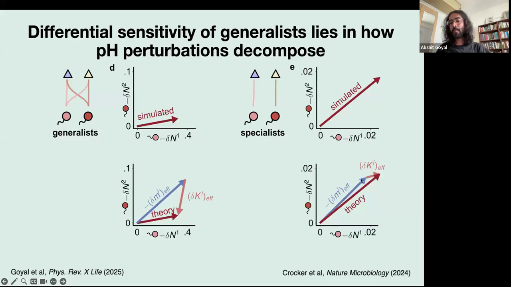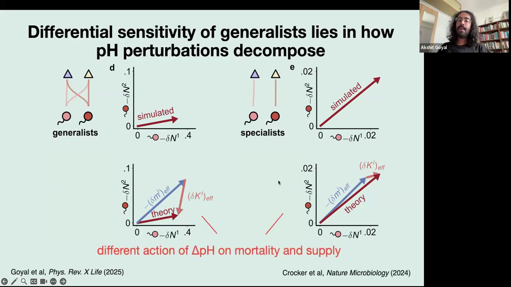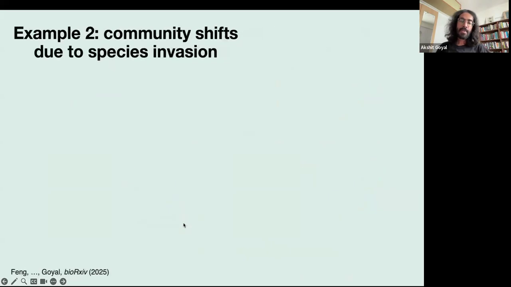So the effect on mortality for both the specialists is roughly the same, but it is indeed true that the effect on the resource supply is very, very similar as well. And so this is what explains, we think, the differential sensitivity. And the key idea is really that the change in the pH has a different action on mortality and supply in generalists versus specialists. And it's really this change in supply that's causing the difference.